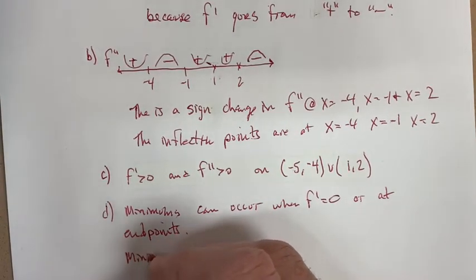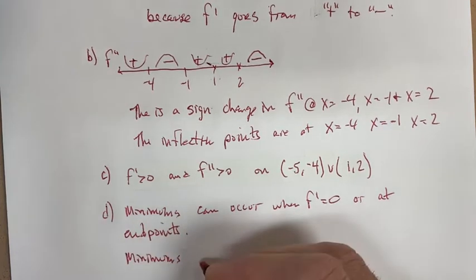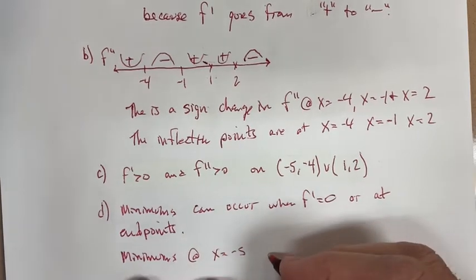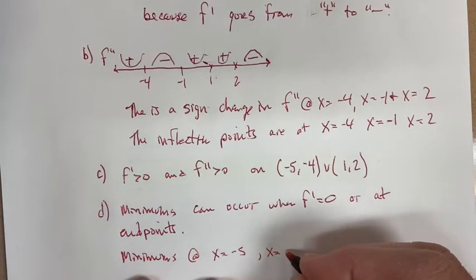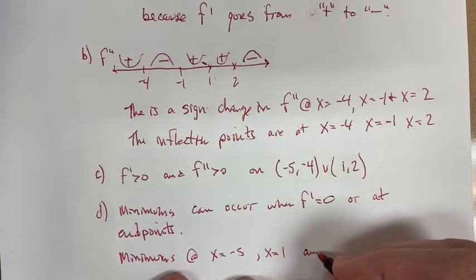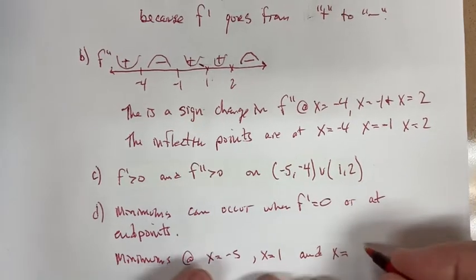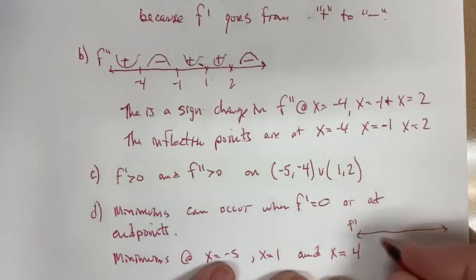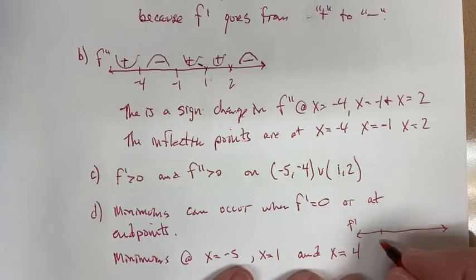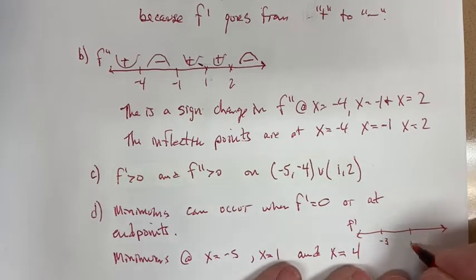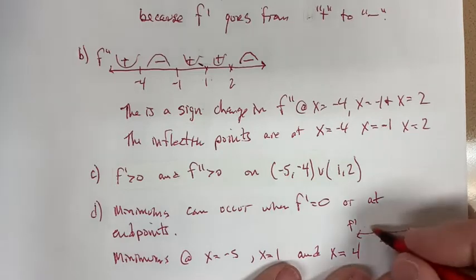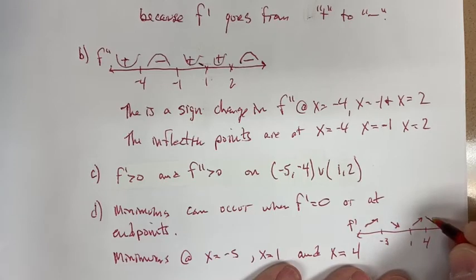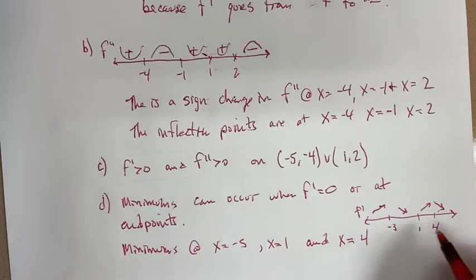Minimums at x equals -5, x equals +1, and x equals +4. We'll do a really quick sketch with the f prime, right, and this explains why.